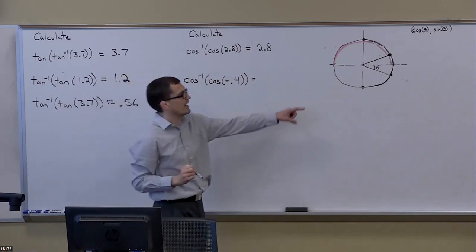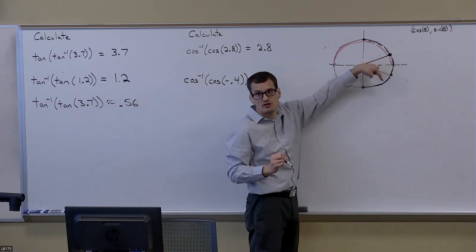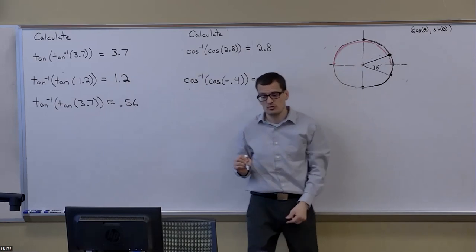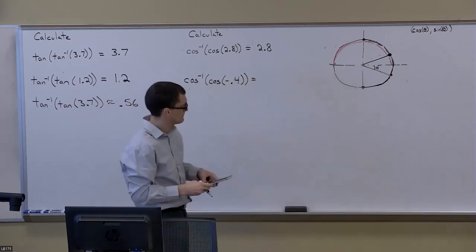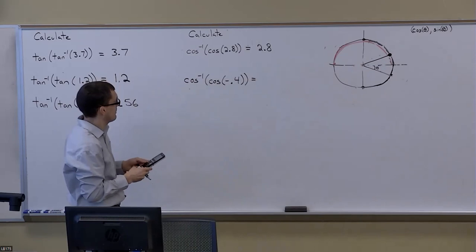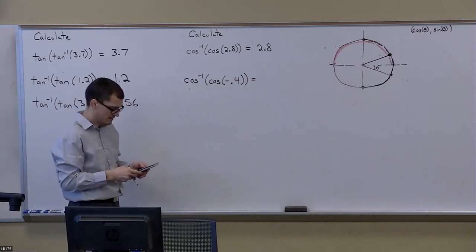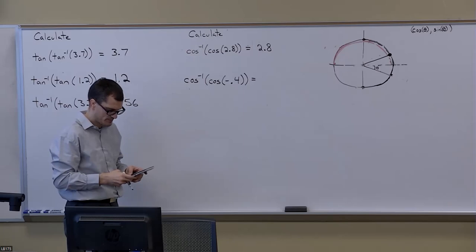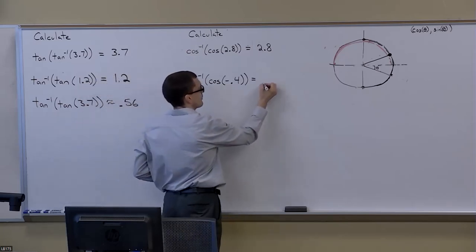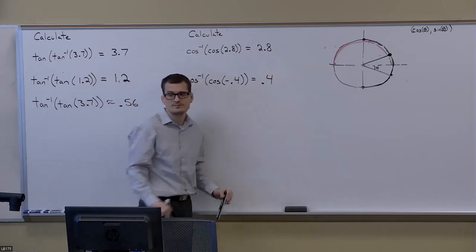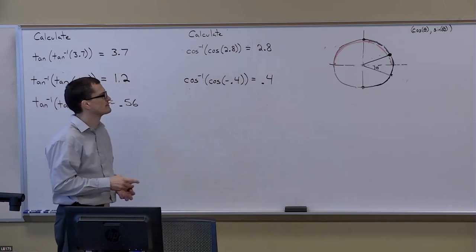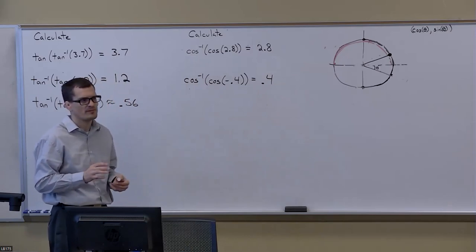So it should give me whatever angle that is. It should have the same value in the first coordinate there. So I'm guessing it's going to be a positive 0.4. Let's check it out. Sure enough, we get a positive 0.4. Everybody okay with that?